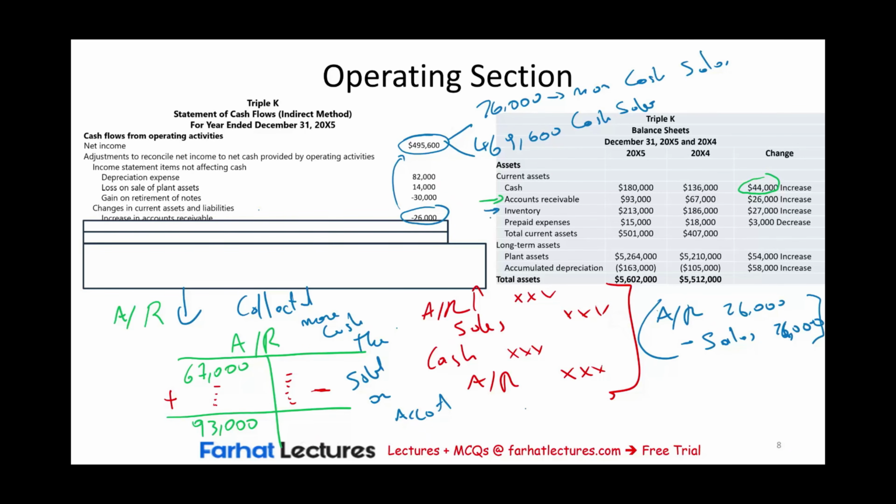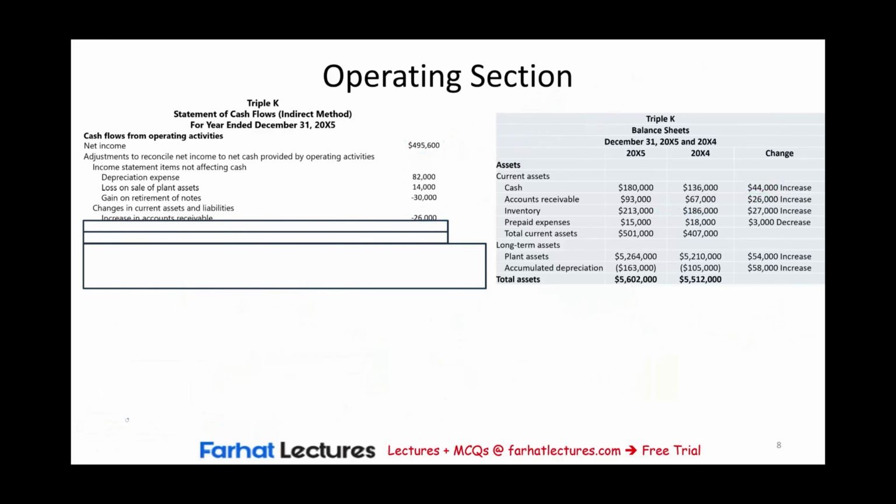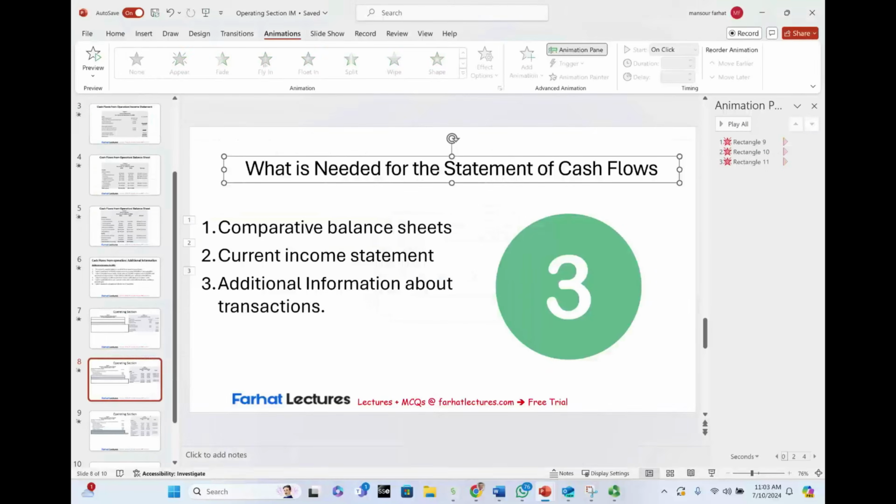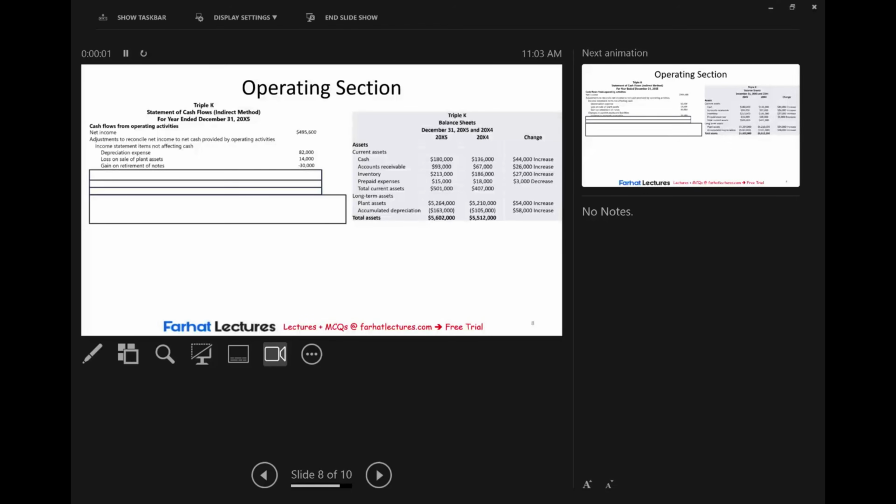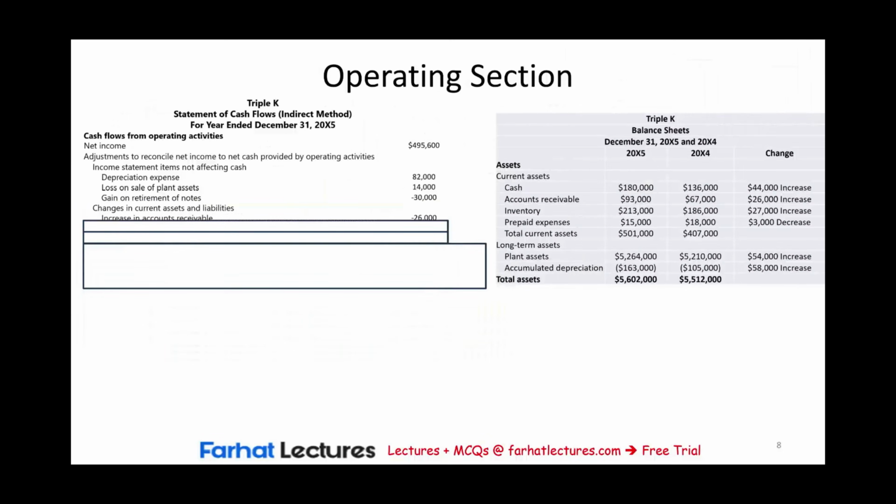Let's move to inventory. Again, inventory is a current asset. It went from 186 to 213. Let's analyze. I'm going to delete everything on this page and analyze inventory. Inventory, what happened to inventory? Overall, inventory increased. So I have inventory and it went up 27,000.